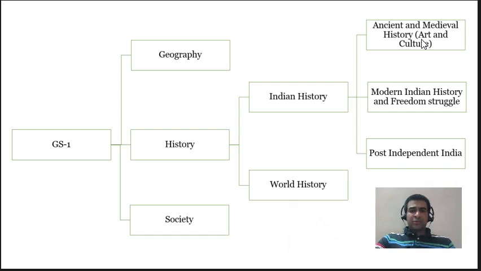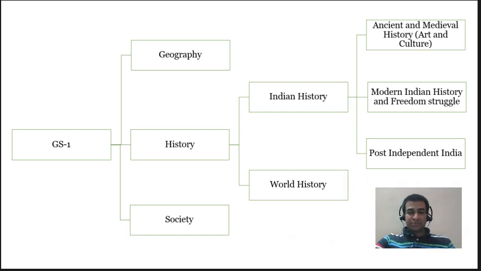Now, between the freedom struggle and modern Indian history, again, there is a lot of overlap. Some students try to distinguish modern Indian history as being from maybe 1707 or 1757 to 1857, and the freedom struggle from 1857 to 1947. Again, I suggest you do not make a strict compartmentalization of these timelines, because as I told you, there is a lot of overlap, and you have to be in a position to connect the past with the present.